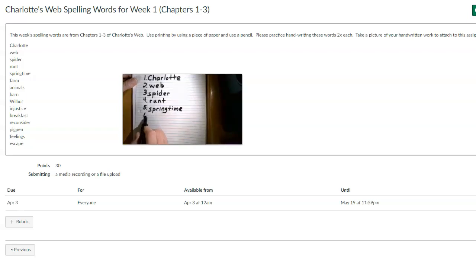Number 6, farm. F-A-R-M. A-R is one of those R-controlled sounds. Number 7, animals. A-N-I-M-A-L-S. There are many kinds of animals on a farm. Number 8, barn. The barn is big, bright, and red. Barn.